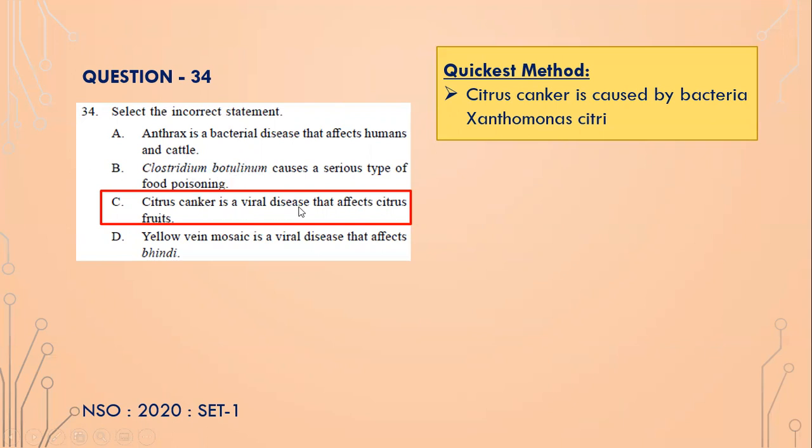Citrus canker is a viral disease that affects citrus fruits. It is not a viral disease. It is caused by bacteria. Citrus canker is caused by the bacterium Xanthomonas citri. And yellow vein mosaic is a viral disease that affects bhindi, which is true.